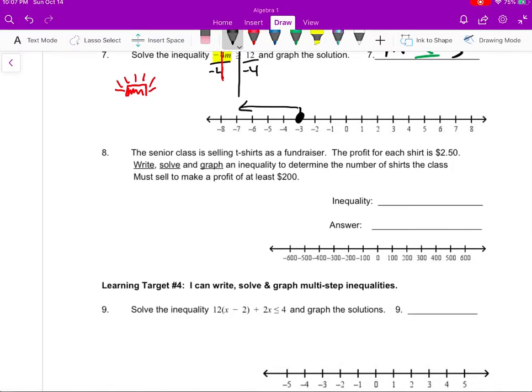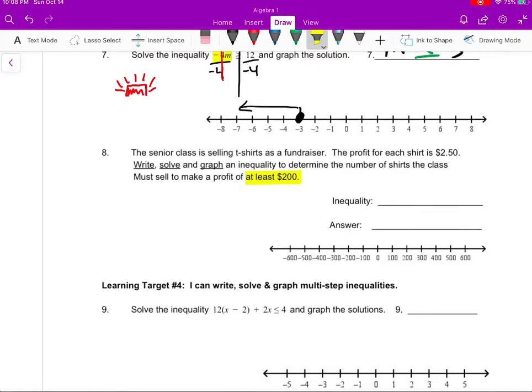Alright, number 8, we have a t-shirt question yet again. Pretty decent profit, $2.50 a shirt. The question is, how much must they sell to make at least $200? So they'd be happy to make more than $200.